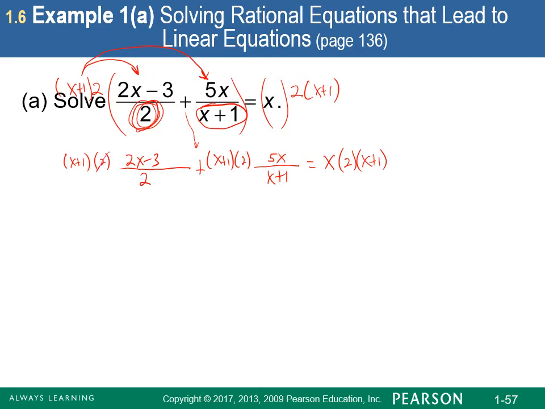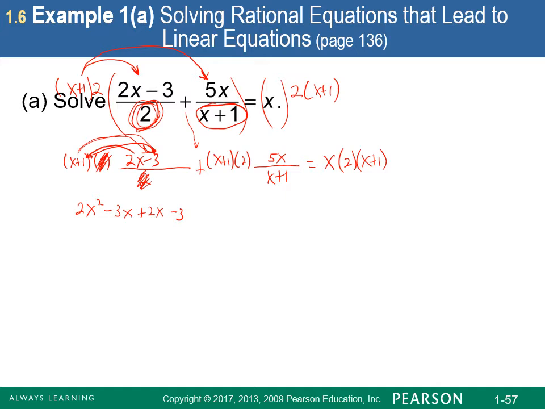On the left, the 2's will cancel. That's why we put the 2 out there in the first place. We end up with (x plus 1) times (2x minus 3). Now I'll go ahead and multiply that together. So we've got the x times the 2x, which is 2x squared, the x times the negative 3, which is negative 3x, the 2x times the 1, that's a positive 2x, and then the 1 times the negative 3.